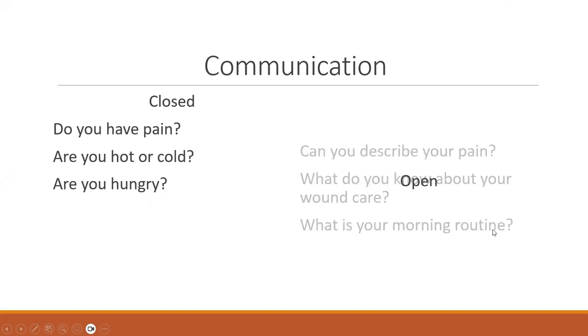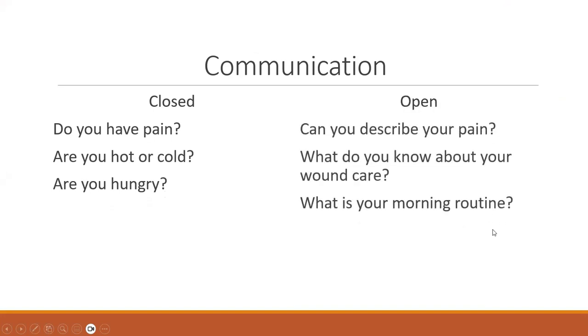Okay. When we're communicating, we have open communication and closed communication. For the most part, closed communication is a simple yes or no. It's very short and to the point. It is not detailed.